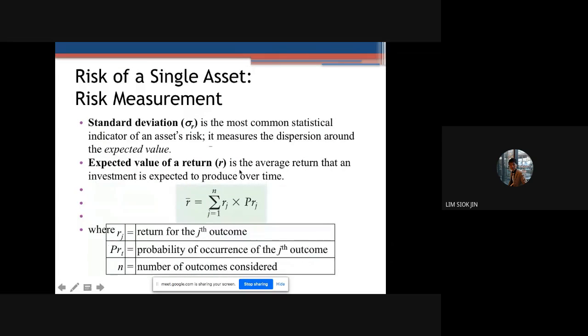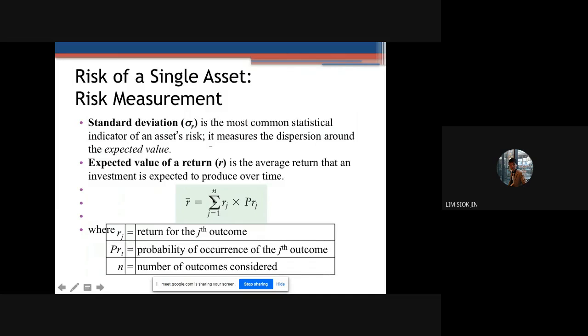Expected return is the average an investment is expected to produce over time. So expected return is not the actual return that you will get. It is expected. You predict. You predict based on what? Based on probability. So how do you calculate your expected return? This is the sum of return times probability.